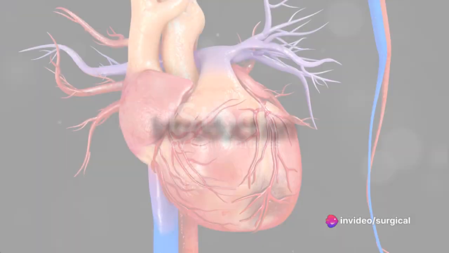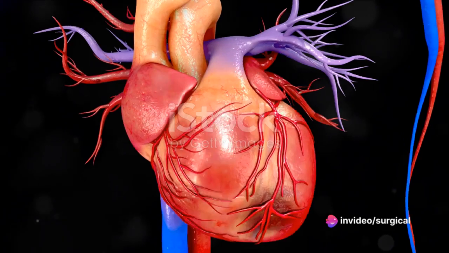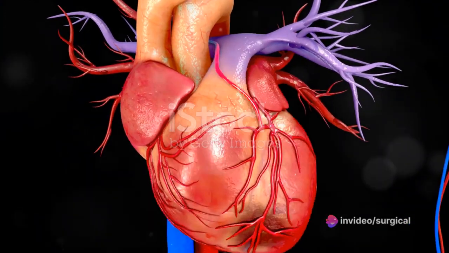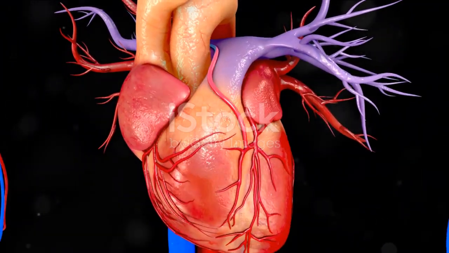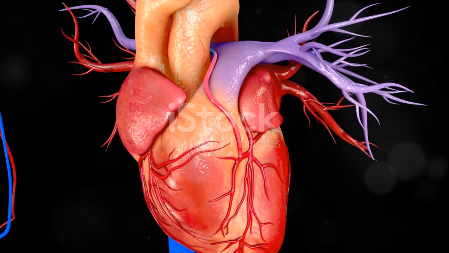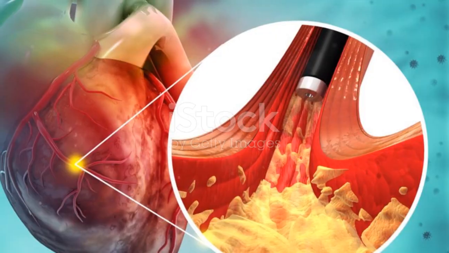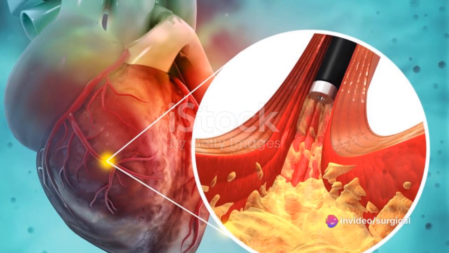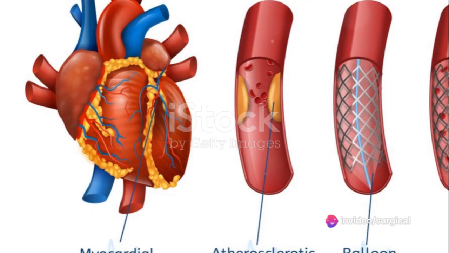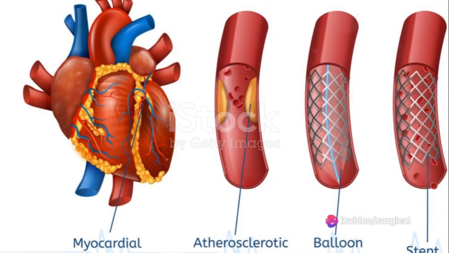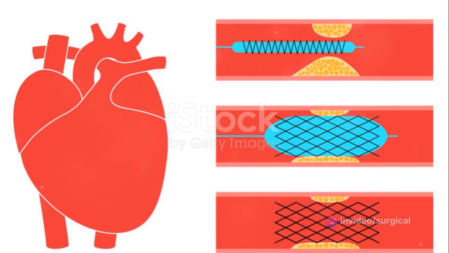Hello and welcome, viewers. Today we delve into a critical topic in cardiovascular medicine, the choice between two common procedures for treating coronary artery disease, coronary artery bypass grafting, CABG, and stent placement. We're going to take a deep dive into what coronary artery disease is, how it affects the heart, and the intricacies of its treatment options.